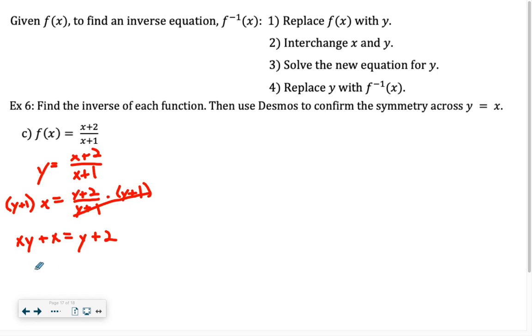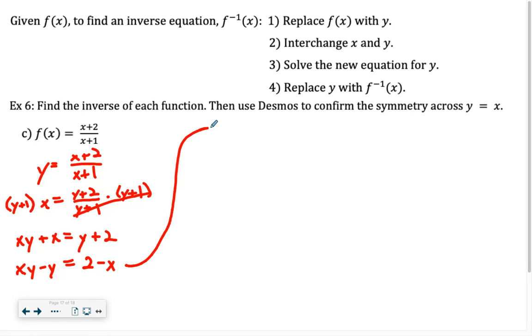So now, whenever we have a situation like this where we have multiple y's, what I want to do is get all of the terms with a y on one side of the equation and then get everything else on the other side of the equation. It doesn't matter which side we subtract things to, but how about we move this y over to this side and we'll move this x over to this side. So when I do that, I'm subtracting this y over here. So I'm going to have xy minus y equals, and then I'm going to subtract this x over to this side. So I'll just have 2 minus x over here.